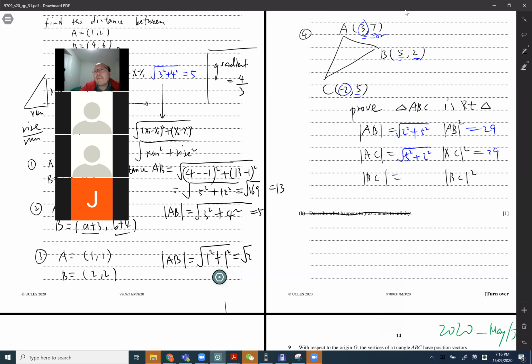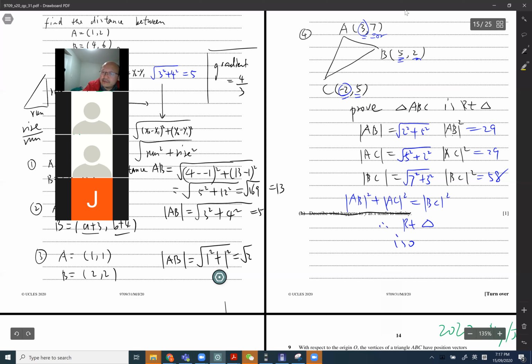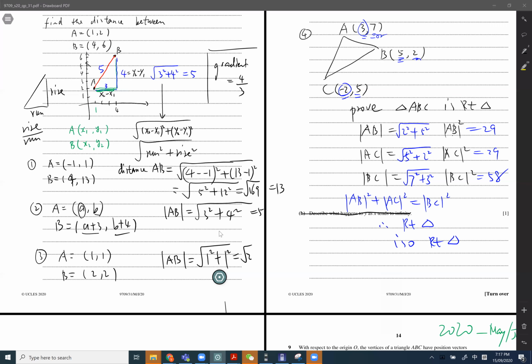We know it's an isosceles triangle now. Now BC. This change is 7. The other change is 3, which gives 58. So we have AB squared plus AC squared equals BC squared. Therefore, it's a right angle triangle. And by the way, it's an isosceles right angle triangle. Check if you understand the idea. Okay, that's number 4.